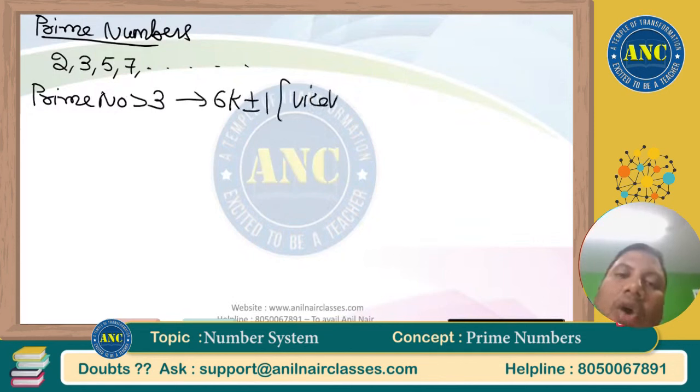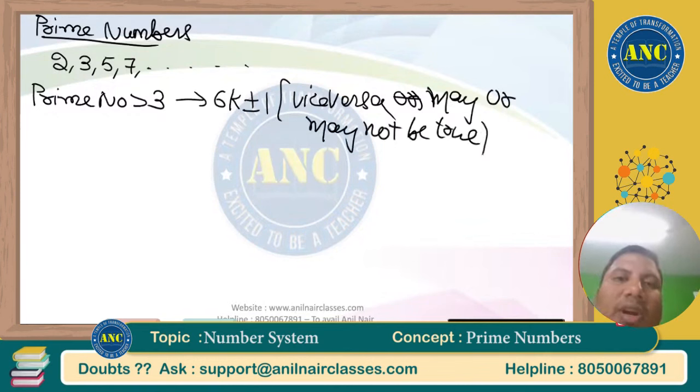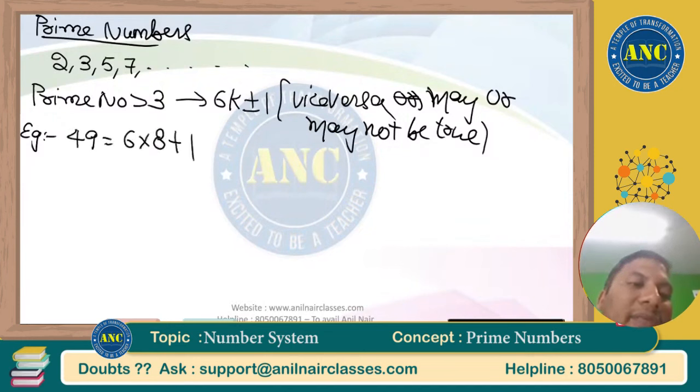Vice versa, all the natural numbers which are of the form 6k plus or minus 1 may or may not be prime. For example, 49. 49 is 6 into 8 plus 1, but 49 is the square of 7, so it is a composite number.